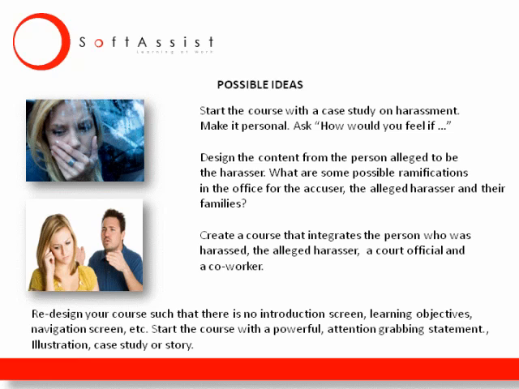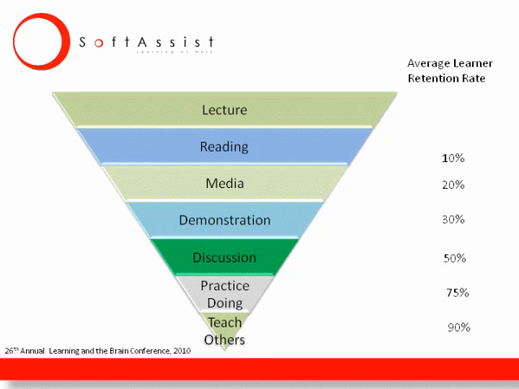So here are just some of the ideas that you can do in your next course, for the idea of trying to create some emotional aspects in your course. When you write your course, you can ask, how would you feel? You can also design the course from the person's family's perspective or from the colleague's perspective, how they feel in the office, still having to work day in, day out, next to the person who was the abuser and the person who was abused. So encouraging other people's emotions, perspectives or backgrounds in your course really captures the engagement of the learning.